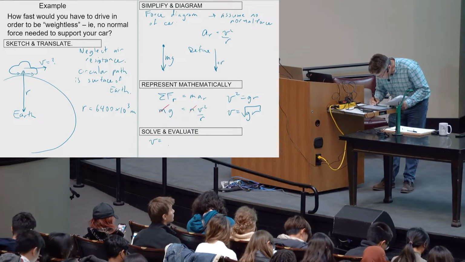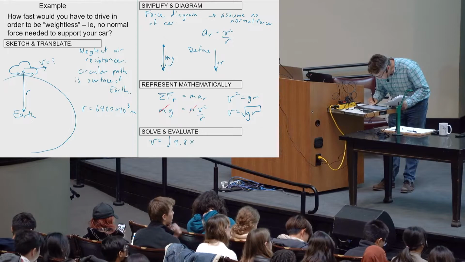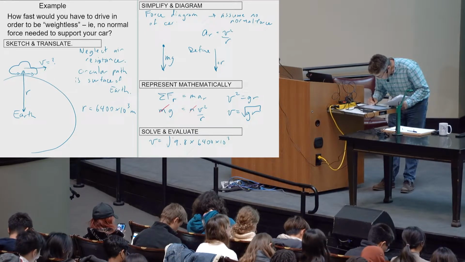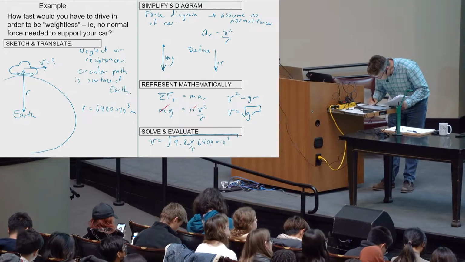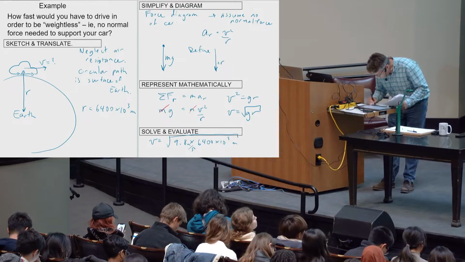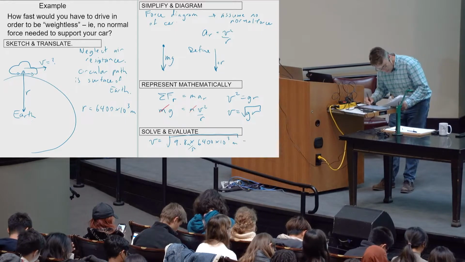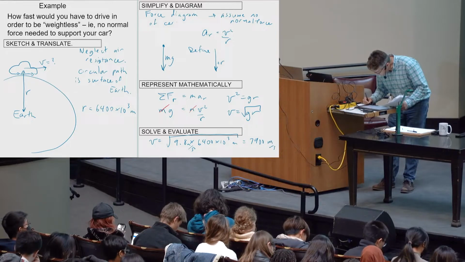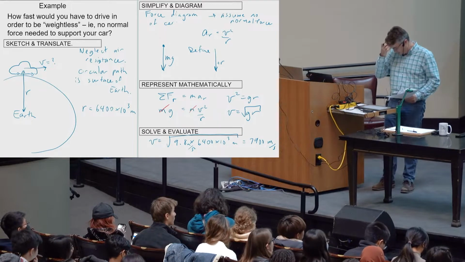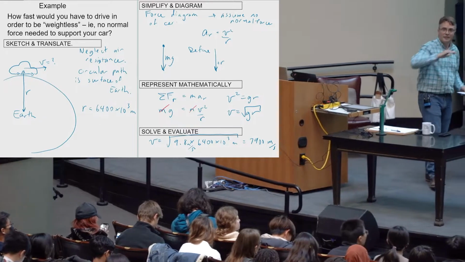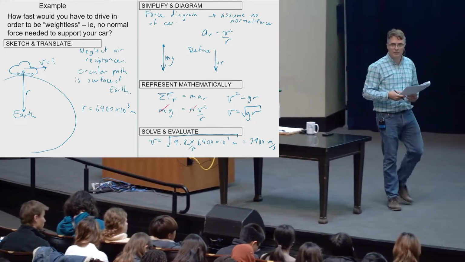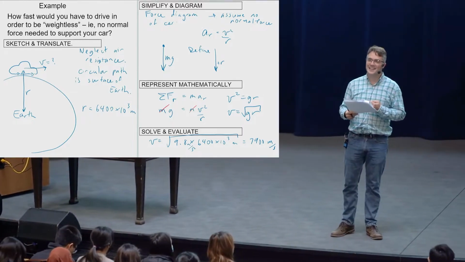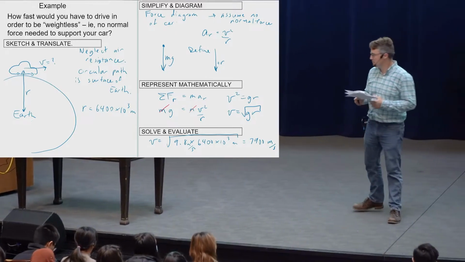And you can plug those in, 9.8 times 6,400 times 10 to the 3. This one's in meters per second squared, and this one's in meters. So it's meters squared per second squared. Take the square root, and I get 7,900 meters per second. Oh, there's that 8,000 meters per second again. Falling 5 meters for every 8,000. So anyway, that's the speed that you would have to drive your car. 8 kilometers per second. So that's kind of fast, I guess.